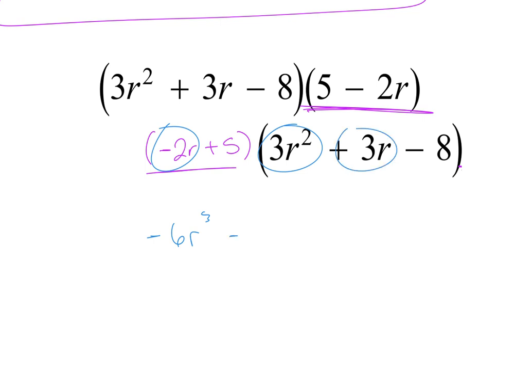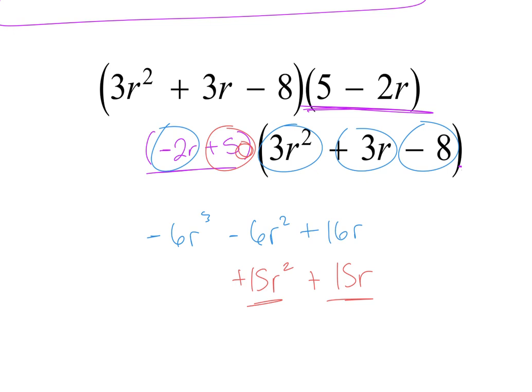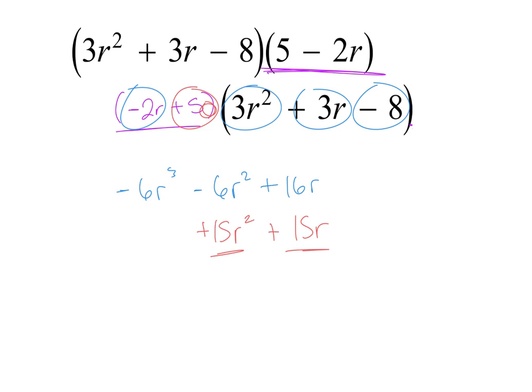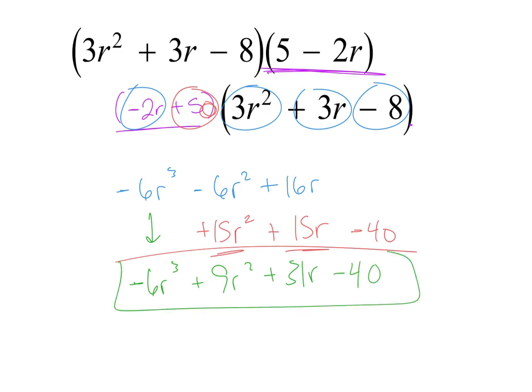Cool. So, negative 2r times 3r squared, that's negative 6r cubed. Negative 2r times 3r is negative 6r squared. Negative 2r times negative 8 is positive 16r. 5 times 3r squared, that's 15r squared. My little delay in that was just double checking that this guy didn't have an r, because he doesn't. 5 times 3r, that's 15r. And now you can kind of see, oh yeah, make sure and double check, because 15r squared and 15r, you could see getting that a little mixed up sometimes, right? 5 times negative 8 is negative 40. Now, combine it all to get negative 6r cubed plus 9r squared plus 31r minus 40.